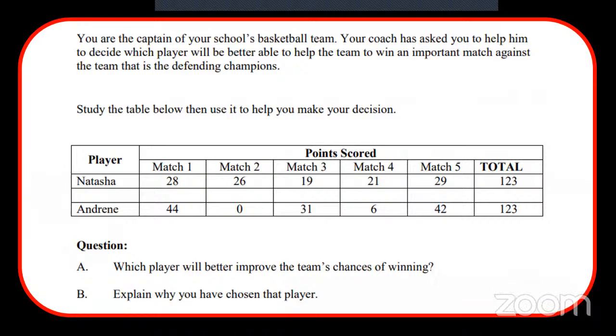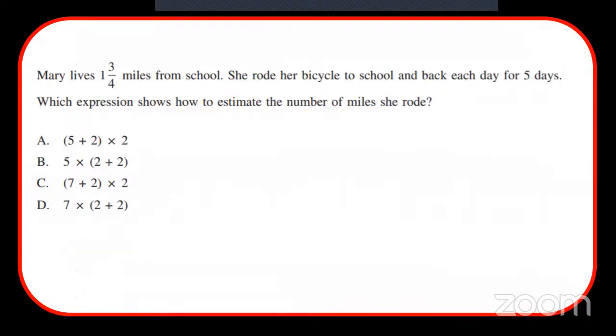Let us move on. Here it says, Mary lives 1 3/4 miles from school. She rode her bicycle to school and back each day for 5 days. Which expression shows how to estimate the number of miles she rode?